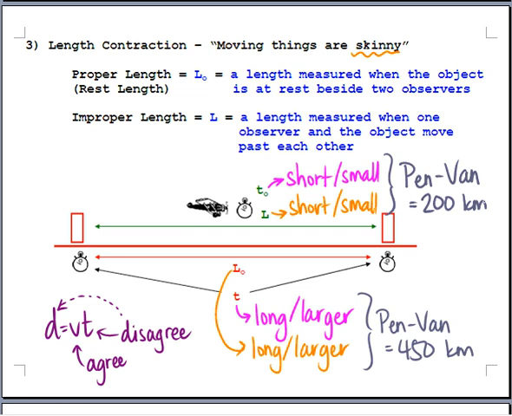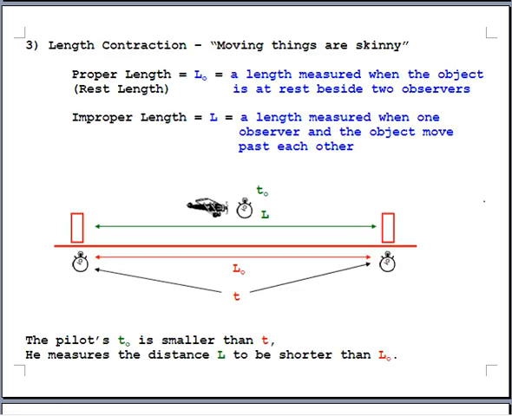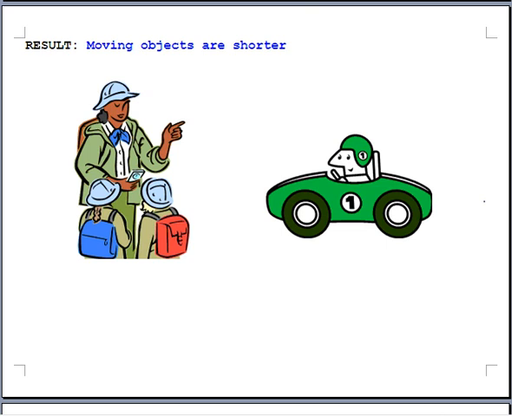So how far is it from Penticton to Vancouver? Is it 450 kilometers or is it 200 kilometers? Yes, it is. Right? It's actually both. It depends on which point of view you're measuring from. So I'll skip that. The result is moving objects are shorter.